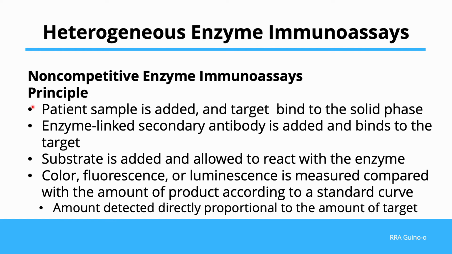After, the patient sample is added and the target binds to the solid phase. The enzyme-linked secondary antibody is then added, and this binds to the target or our test complex. The substrate is added and allowed to react with the enzyme. Then we can detect the signal. So that is color, fluorescence, or luminescence that is measured and compared with the amount of product according to a standard curve. Again, the amount of detected signal is directly proportional to the amount of target in the solution.